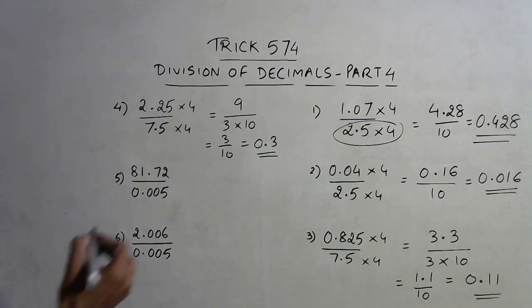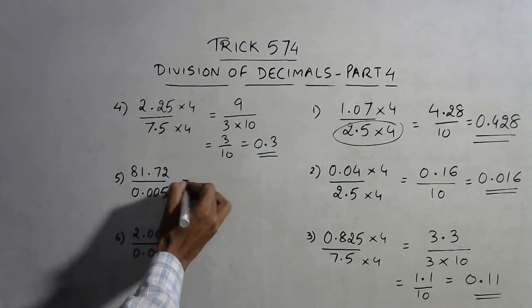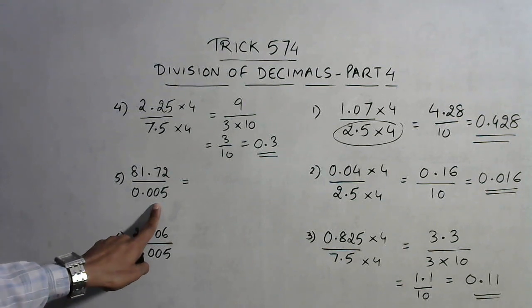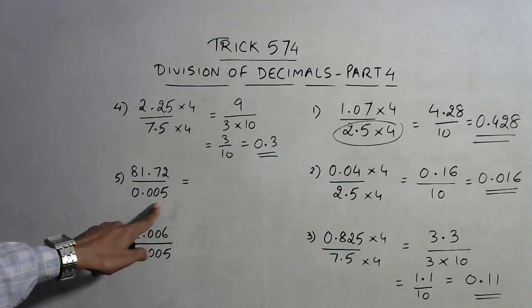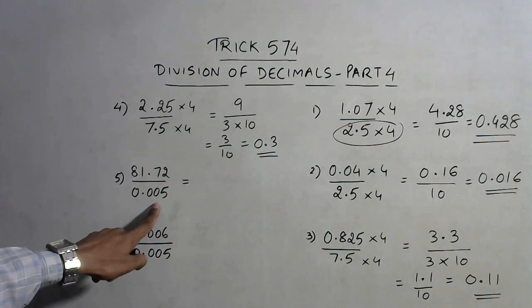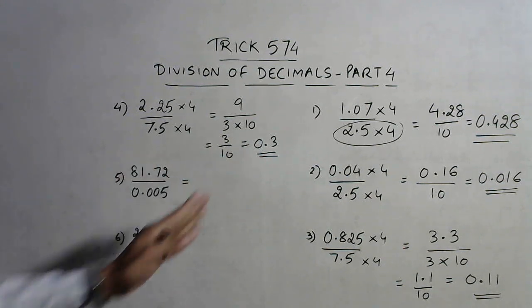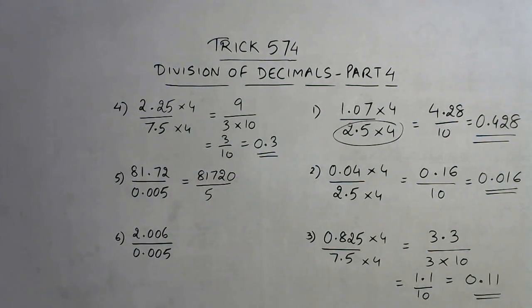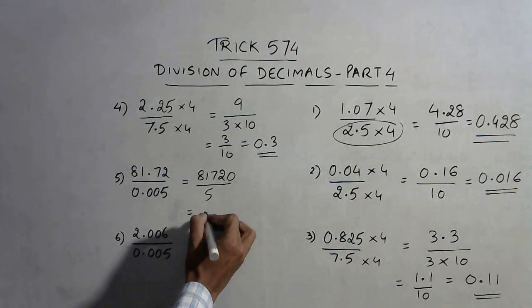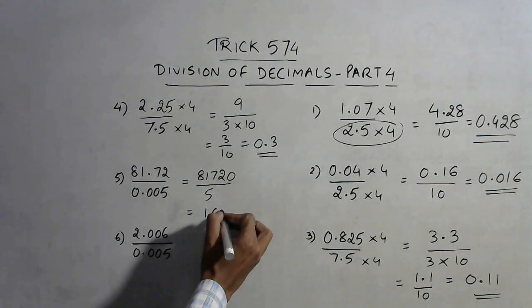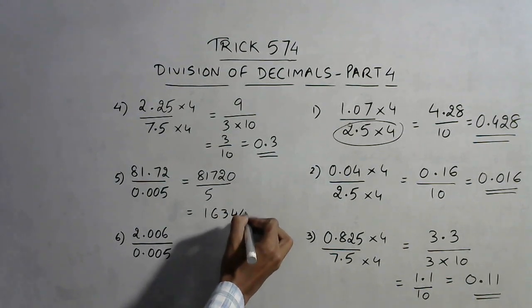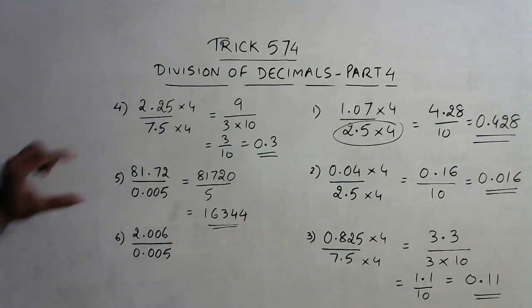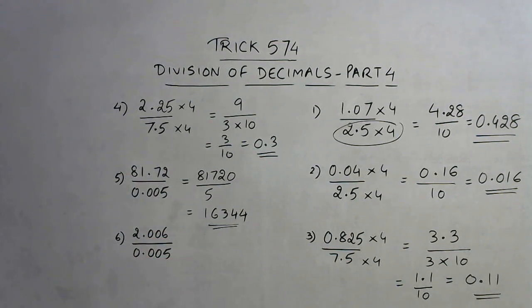Let's see division by 0.005. How many decimal places here? After the decimal we have 3 digits. So first shift the decimal of the numerator by 3 digits towards the right. So this becomes 81720 and now just divide by 5. You will be having your answer in the next step. Because if we have a 5, that is why we have written 5 here. So the answer for this question is 16344. See, such a complicated problem, you can solve it in 5 seconds time very easily.